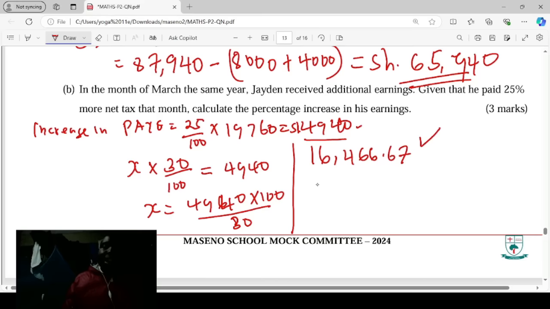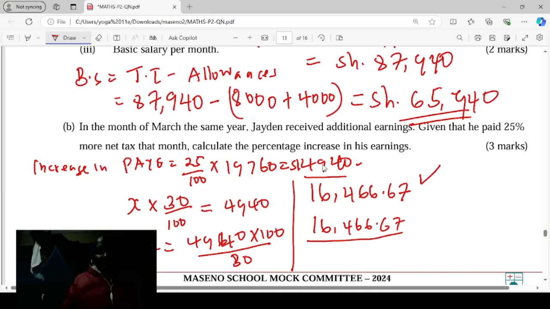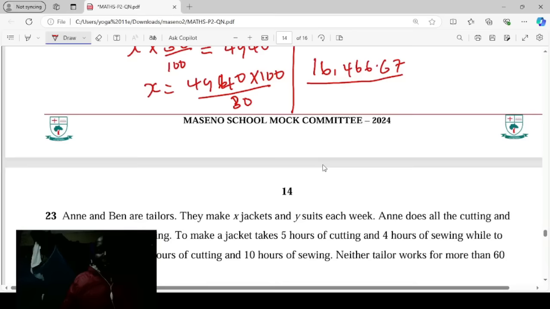Now tunataka percentage. Percentage is this over the original, which is 16,466.67 over the original amount. The original taxable income ilikuwa 87,940. 16,466.67 over 87,940 times 100 na hiyo inakupea 18.72%.